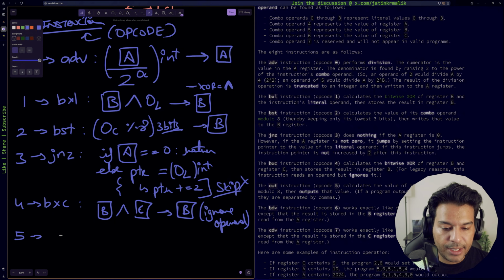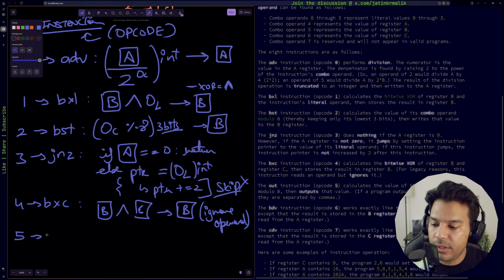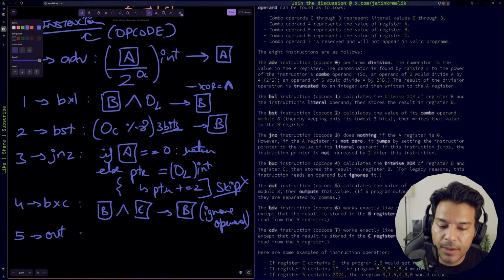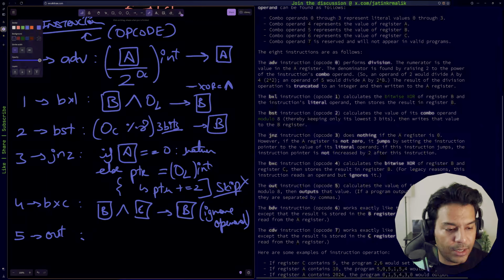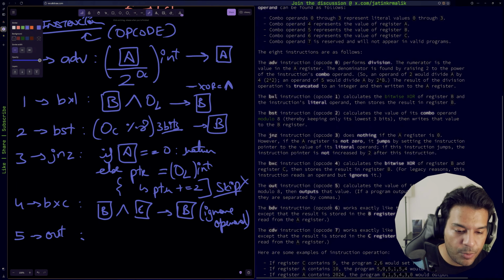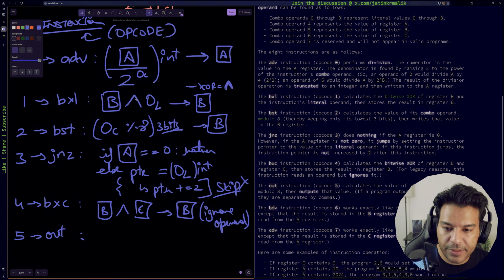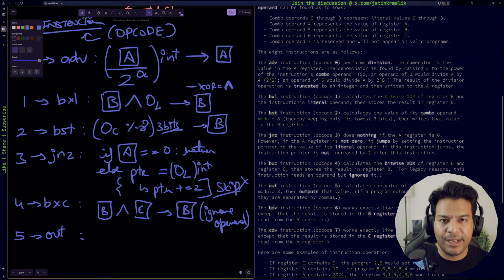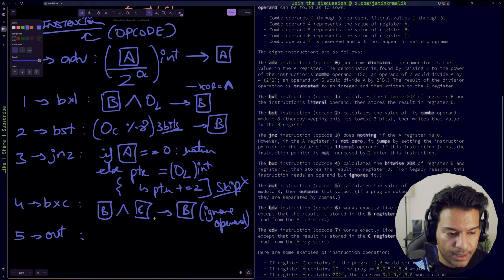Moving on to the fifth case, which is called OUT. In this instruction, it calculates the value of its combo operand modulo 8 and then outputs that value. If a program outputs multiple values, they are separated by commas. So output is a new thing. For now, we were just updating the value of registers. Here I will assume that by output, we mean either print or we will store it in an output list or something. But let's write that.